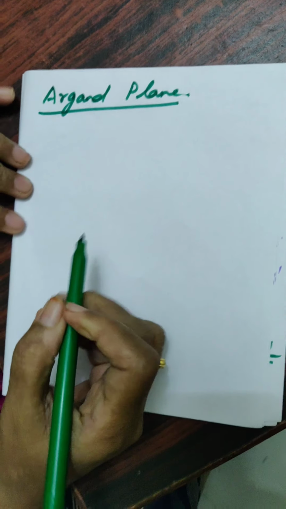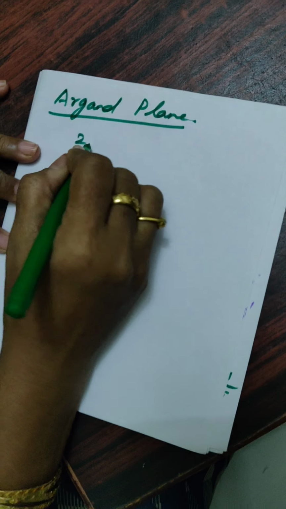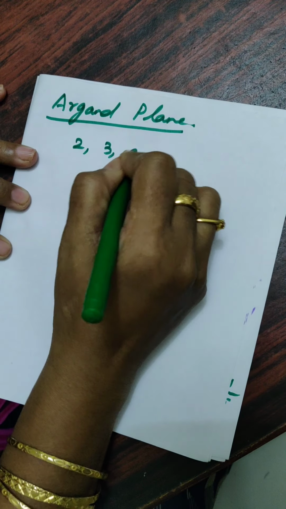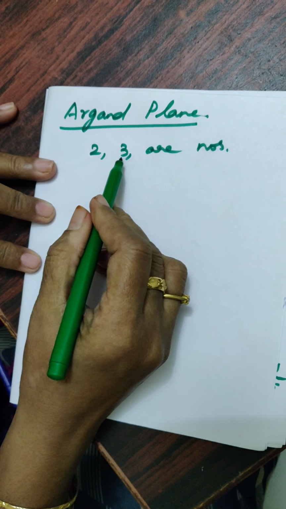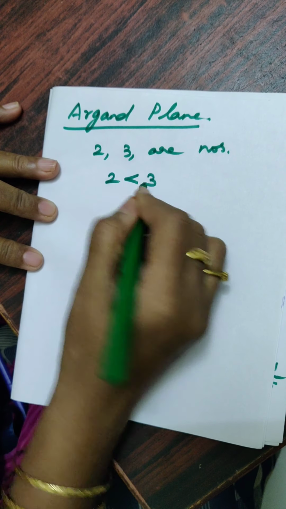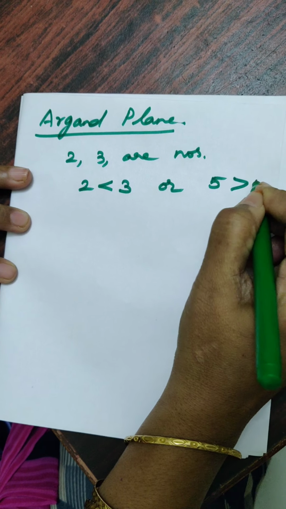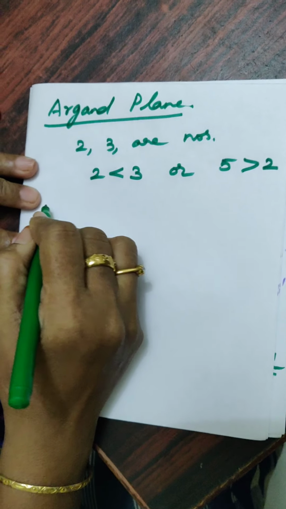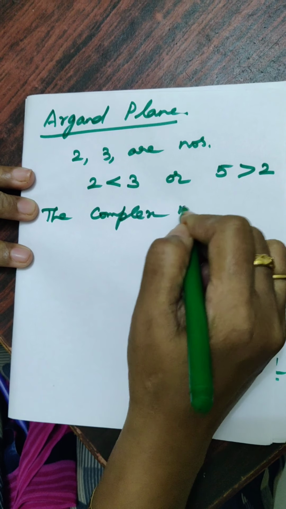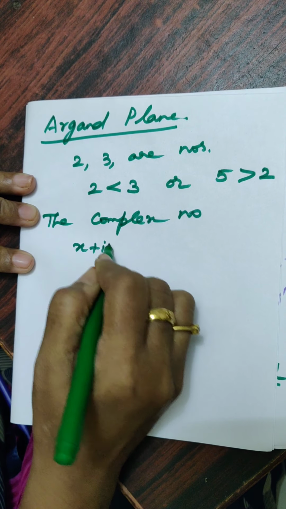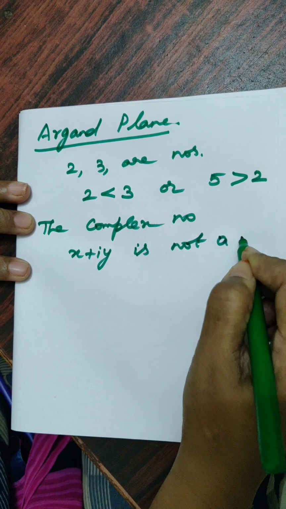In our daily coordinate system, you can represent the number 2 as a number, 3 as a number. You can say that 2 is lesser than 3, or 5 is greater than 2. But the complex number x plus iy is not a number.